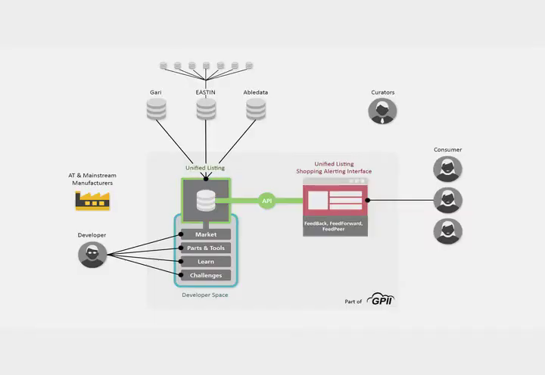Now let's talk about a manufacturer who adds a new product. So the manufacturer adds a new product to the unified listing, and instantly it goes out to all of the other databases. Depending upon if it's a mainstream database or an assistive technology, it'll go into different directions. And again, it goes to the shopping alerting interface, which then gets to the users in that direction.